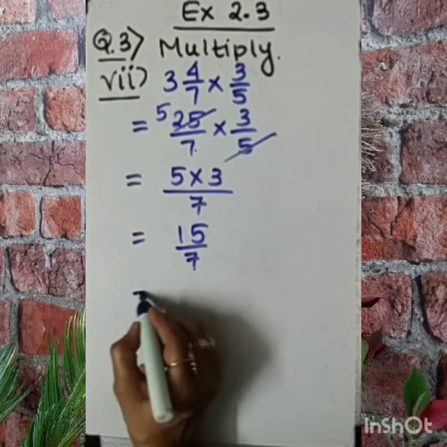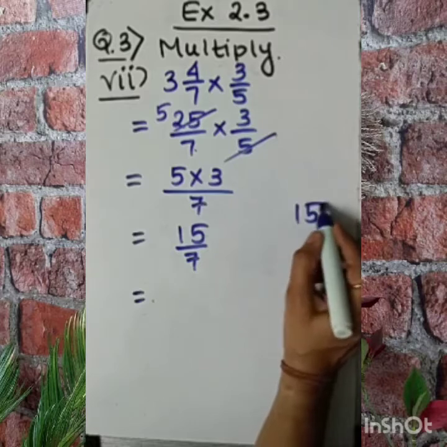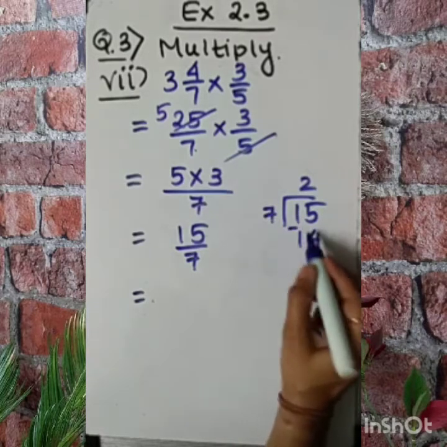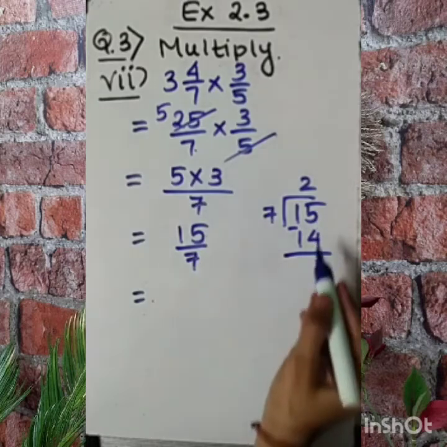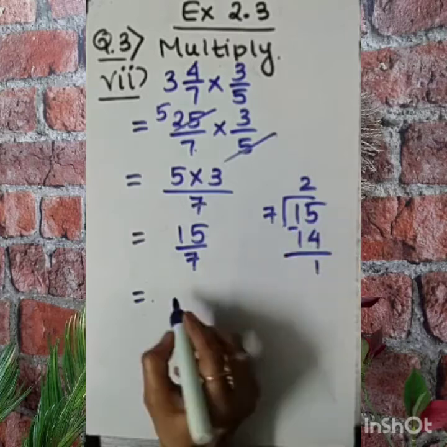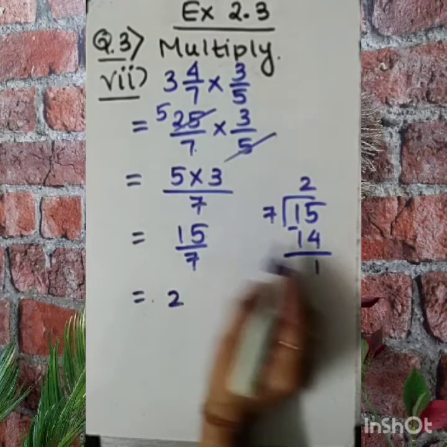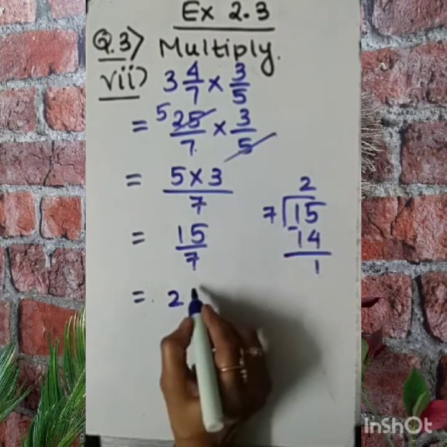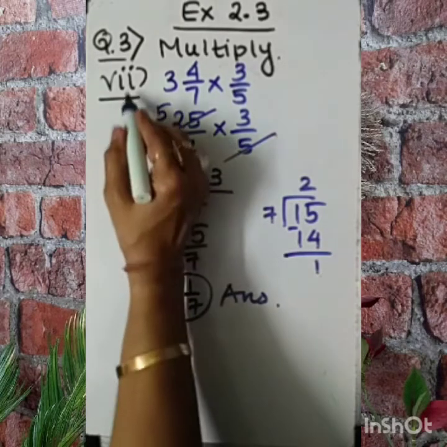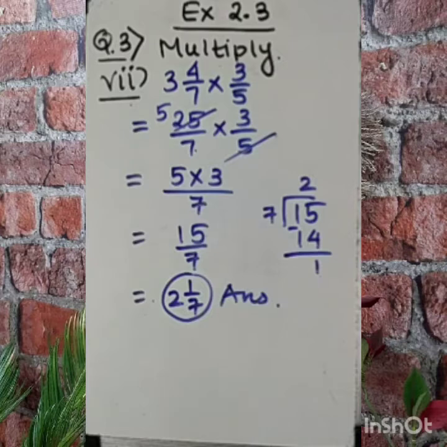So 15 when divided by 7, I am showing you in a rough column here. 7 2s are 14. So 1 will be the remainder. 15 minus 14 is 1. So according to this, the answer will be 2 1 by 7. This is the solution for the 7th part of question number 3, which is quite easy. You will enjoy.